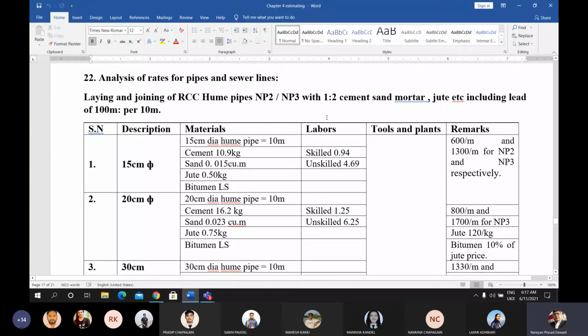The heading can be written in the form: analysis of rates for laying and joining of RCC NP2 or NP3. You can write either NP2 or NP3. Analysis of rates for laying and joining of RCC 15 centimeter diameter NP2 hume pipe with 1:2 cement sand mortar, jute etc., including lead of 100 meter, and which is per 10 meter. In this way, you can write the heading of the rate analysis.